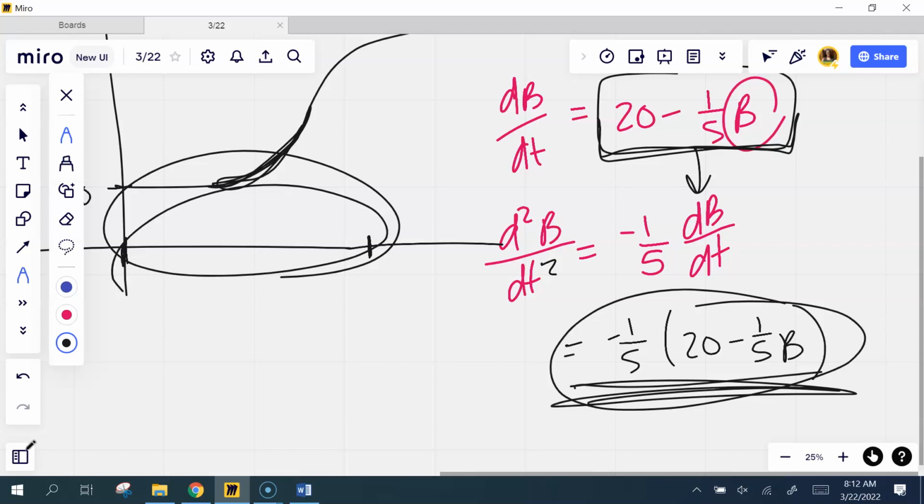Yes, their explanation, I'll read you theirs instead, and then I'll read you mine and tell you the difference. So they found this, and then they said, therefore, the graph of B is concave down for between 20 and 100, a portion of the graph that is concave up.